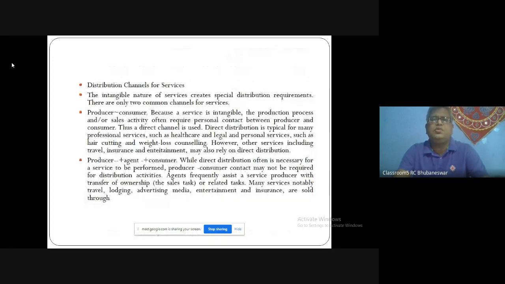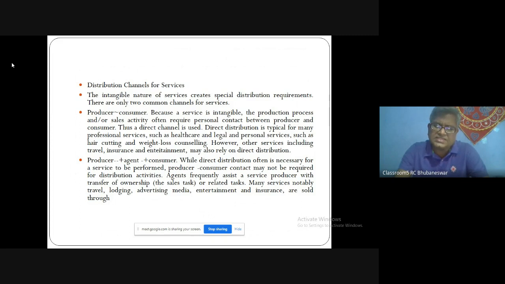My dear students, if you look at services, some intangible services are also added. What type of services? Agent services are there, and services are always called intangible. Typically you may call them direct channels, or some type of personal contact. These types of services arise in travel and tourism, lodging, advertising, media, entertainment, and insurance. These are the service sector industries where the services can be sold.